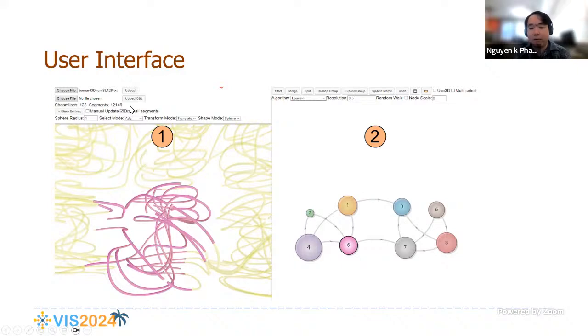On the right side, we have a force-directed graph view, which shows an abstract representation of our data, where each node represents a community of curve segments. The size of each node indicates how many segments are in that community, and users can interact with the graph, selecting, merging, or splitting communities as needed. This allows for intuitive exploration of the data structure. Together, these panels allow users to smoothly transition between high-level structure and the detailed examination of specific flow structures.